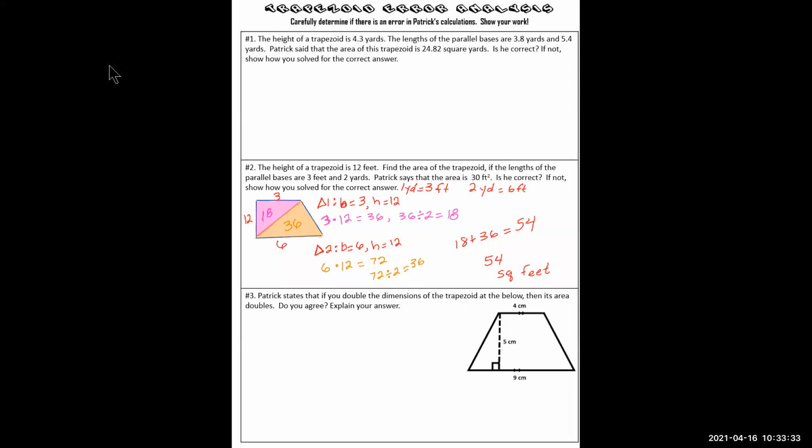Okay, so let's look at this. First, in order to find out whether or not anything doubles, I need to find the area of this trapezoid to begin with. So I'm going to split this trapezoid into two triangles, starting from the corner of one of my parallel bases and going up to the other corner. And now I'm going to shade. I'm shading my first triangle. Now let's get a different color and shade my bottom triangle.